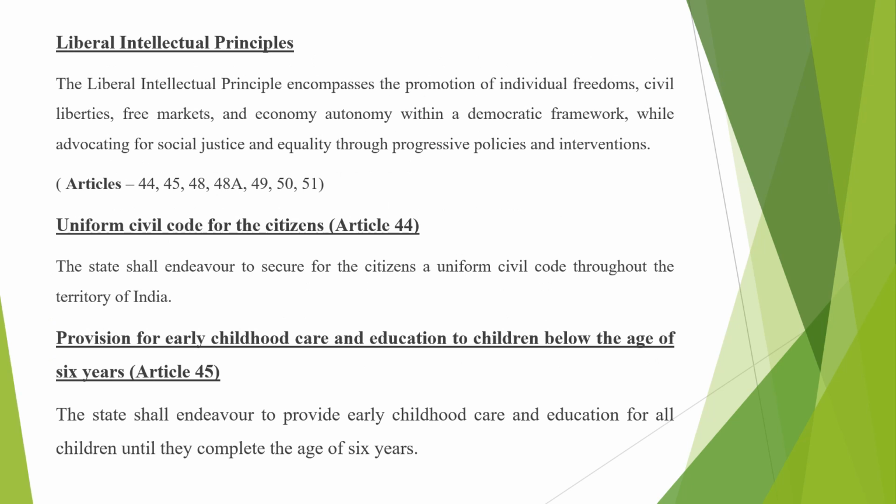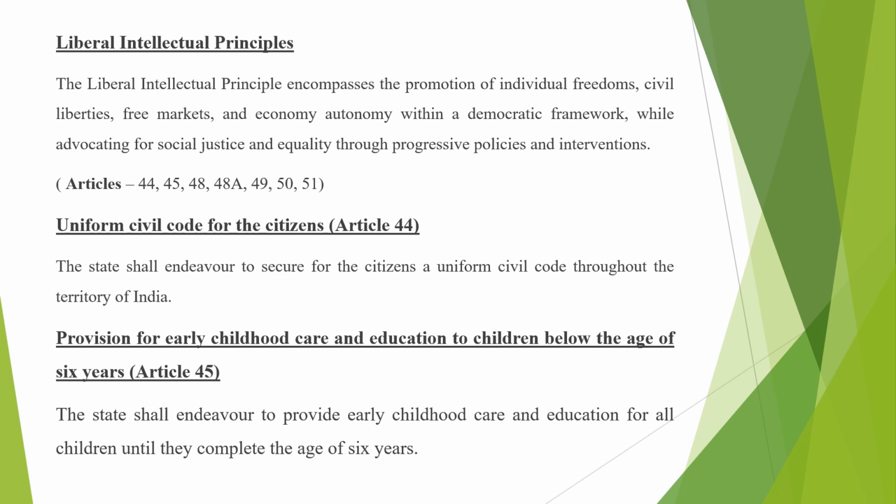Liberal intellectual principle. This principle reflects the ideology of liberalism. Under this principle fall the articles 44, 45, 48, 48A, 49, 50 and 51. So now Article 44. Article 44 talks about a uniform civil code for the citizens. It says that the government should try to make a set of common laws for everyone in the country, regardless of their religion. So what's a uniform civil code?